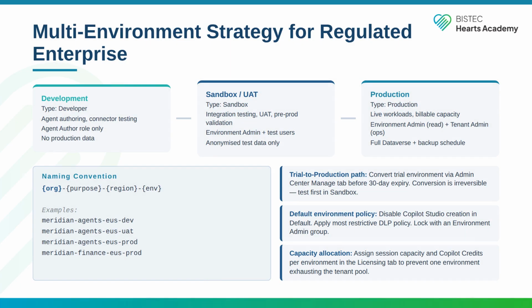Now we assemble everything into a governance architecture, the multi-environment strategy for a regulated enterprise. 3 environments, 3 distinct purposes. Development is a developer-type environment for agent authoring and connector testing. Agent author role only, no production data, fully isolated. Sandbox and UAT is a sandbox-type environment for integration testing, user acceptance testing, and pre-production validation. Environment admin plus test users, with anonymized test data, no real customer data in a non-production environment.